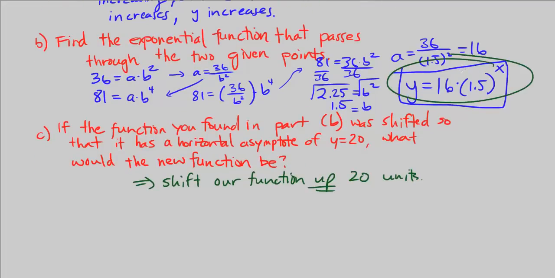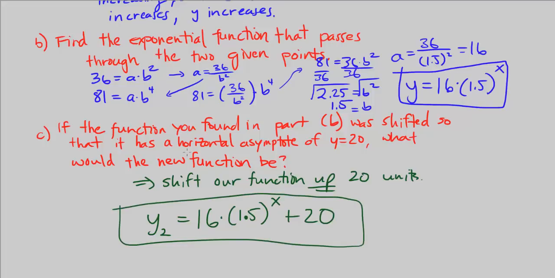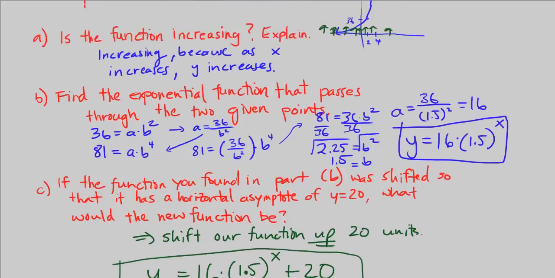We know horizontal shifts are inside the parentheses with x. Vertical shifts, which is up, are outside and added to our expression. So our new function, let's call that y sub 2, is our original function, 16 times 1.5 to the x, plus 20. That's going to shift it up 20 units. So that is our new function when we want a horizontal asymptote of y equals 20.